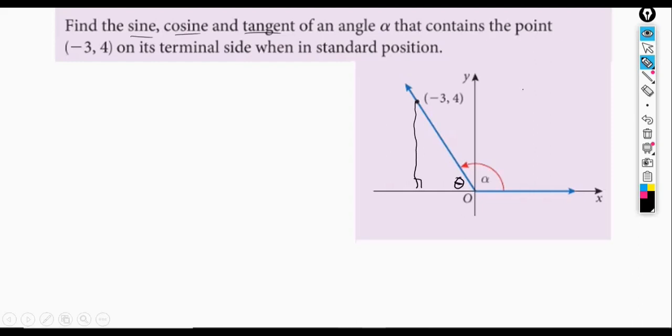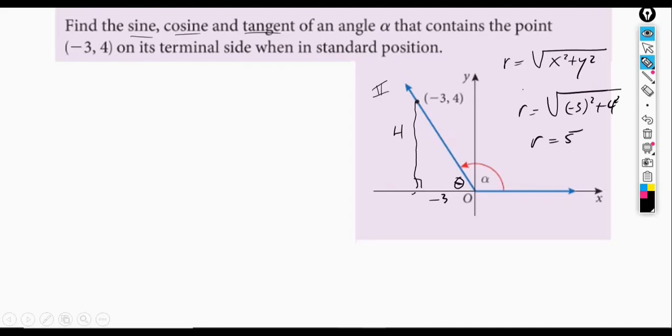So this distance here is -3. This is because we are in the second quadrant, so the x values are negative. 4 would be the y value, which is positive, and we need r. But again, r, as we said before, is the square root of x squared plus y squared. So r here is going to be the square root of -3 squared plus 4 squared, and this is going to give us 5. So this is 5.